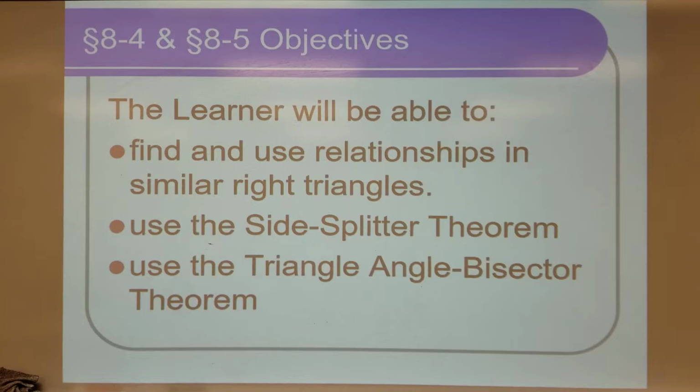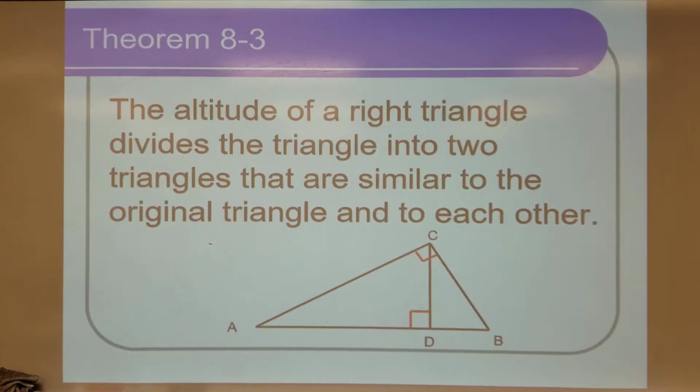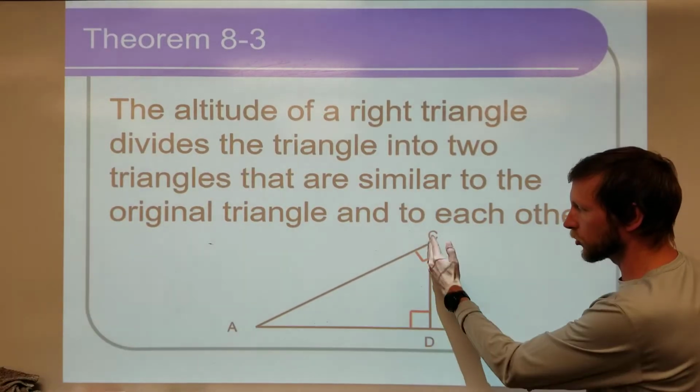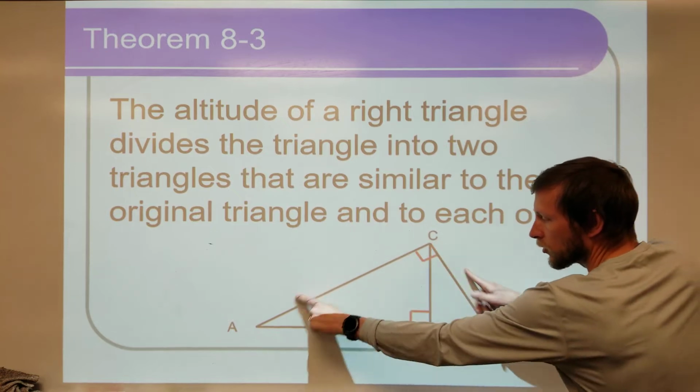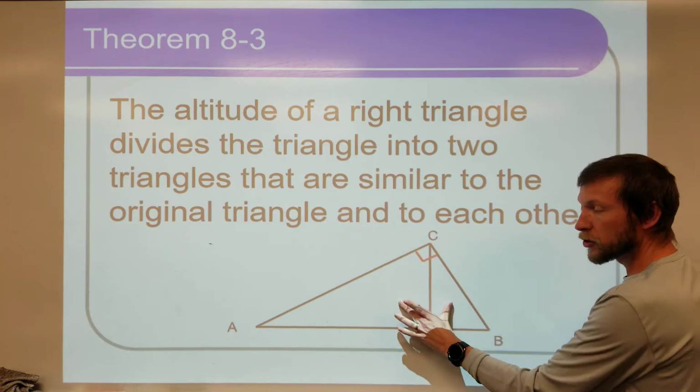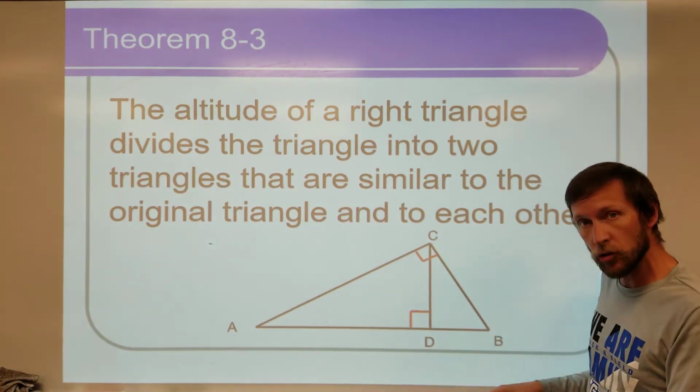And so this is all about similarity within triangles. And the first part deals with right triangles. And so what we're saying here is if we draw an altitude from the right angle in a right triangle to the hypotenuse, what happens is we actually create two new triangles that are similar to each other, but also to our original triangle. So when we draw in this altitude from the right angle in a triangle to the hypotenuse, we create two triangles that are similar to each other, but also similar to the original triangle.